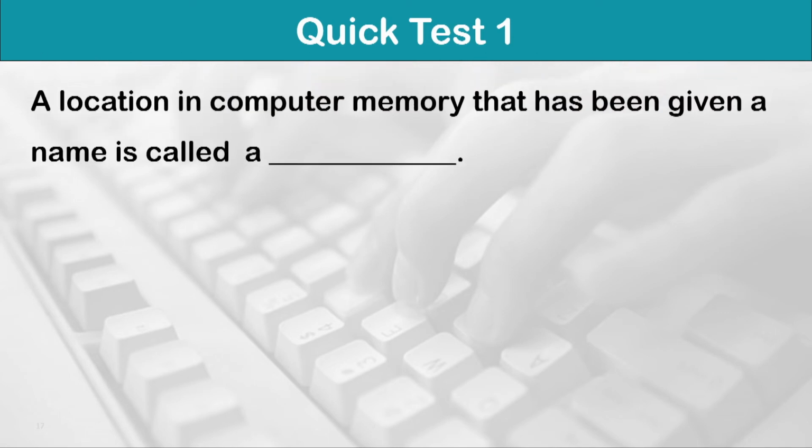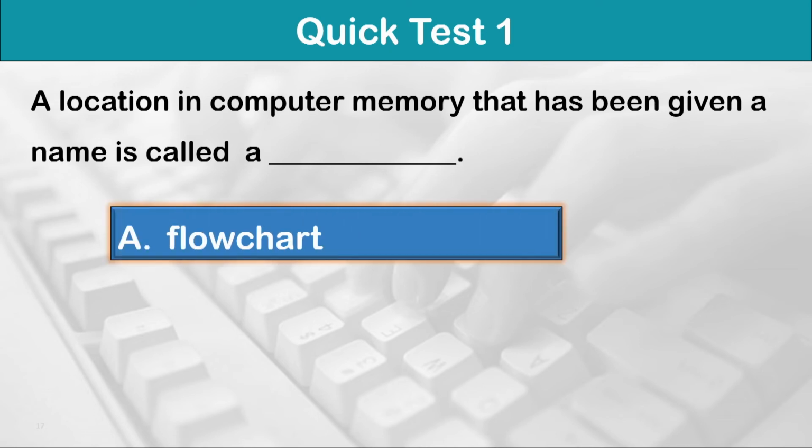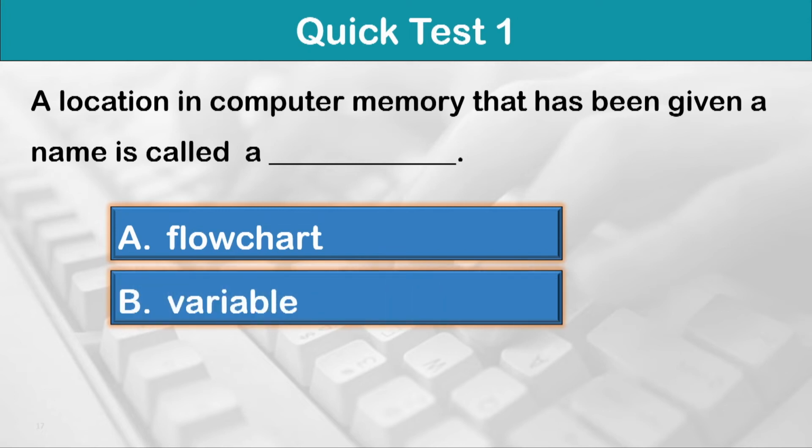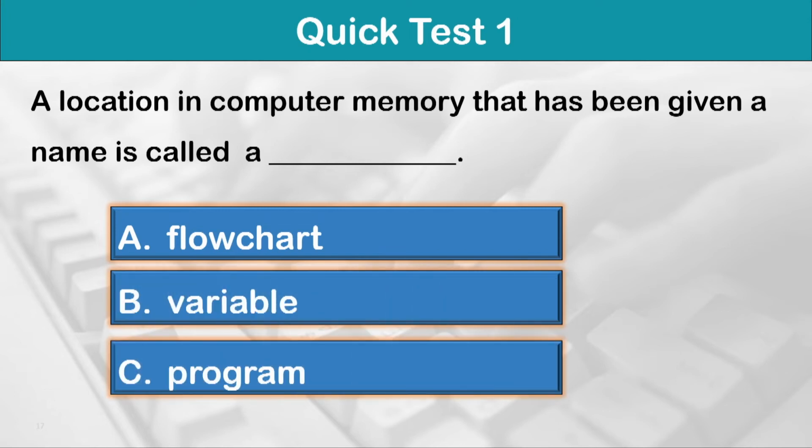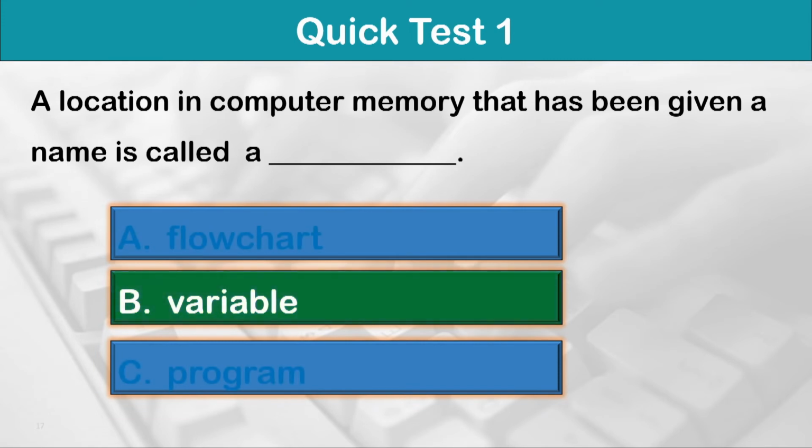Quick test 1. A location in computer memory that has been given a name is called a. Option A, flowchart. Option B, variable. Option C, program. The correct answer is option B, variable. A location in computer memory that has been given a name is called a variable.